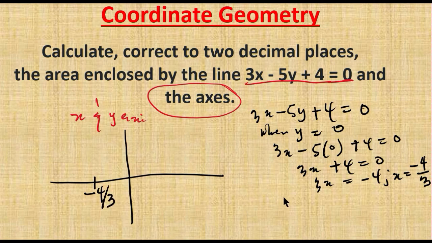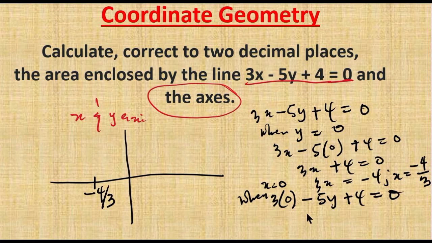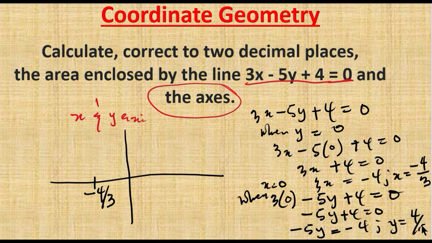And let's find the point when x is equal to 0. When x is equal to 0, I'll have 3 into 0 minus 5y plus 4, equals 0. So that minus 5y plus 4 equals 0. Then minus 5y equals minus 4. And invariably, y is equal to 4 over 5. That when x is equal to 0, my y will be equal to 4 over 5.